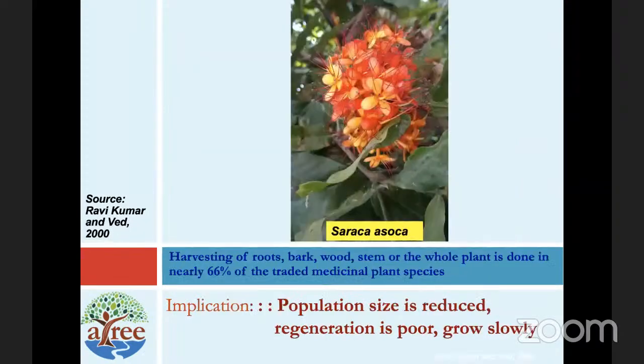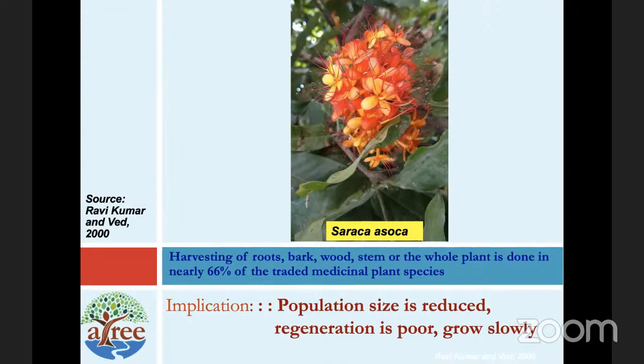Similarly, take Saraca asoca, where the medicinally important part is the bark of the tree. Because of harvesting of bark, or harvesting of roots of many other medicinal plants, or harvesting of wood, stem or the whole plant, you will find that harvesting the bark, for example, could lead to the death of that particular tree, because if you over-harvest.